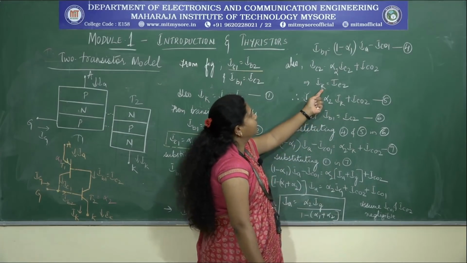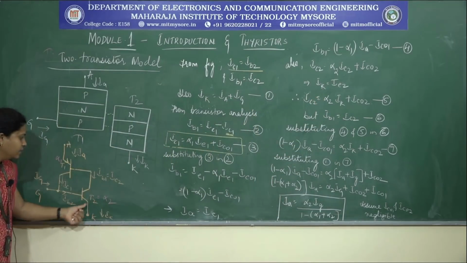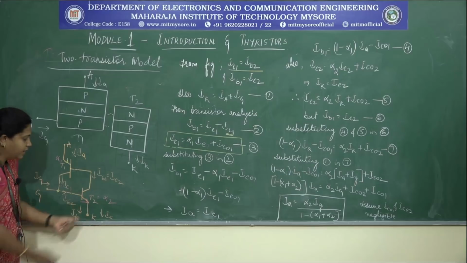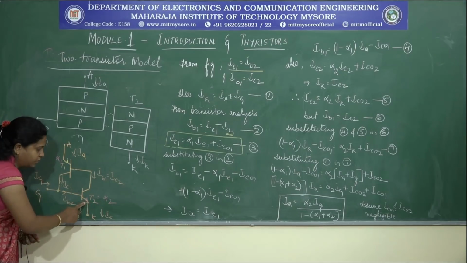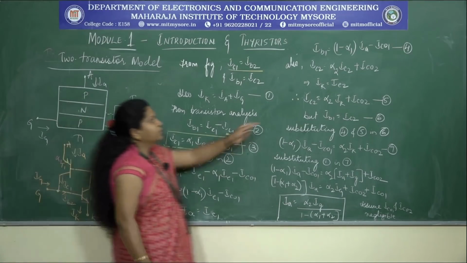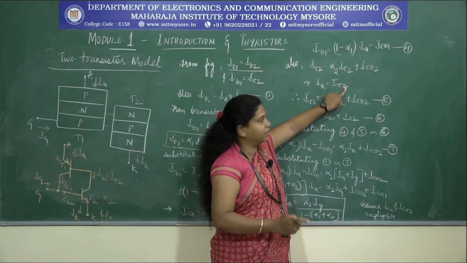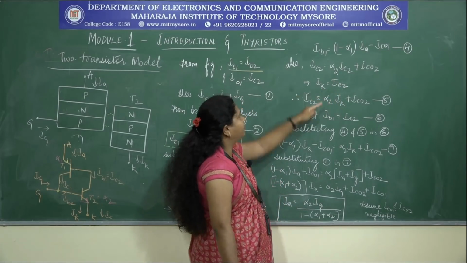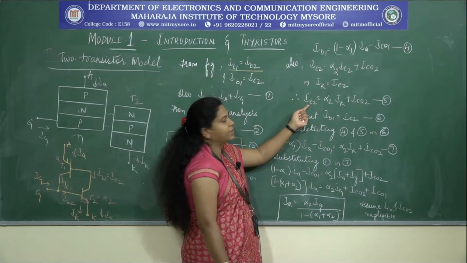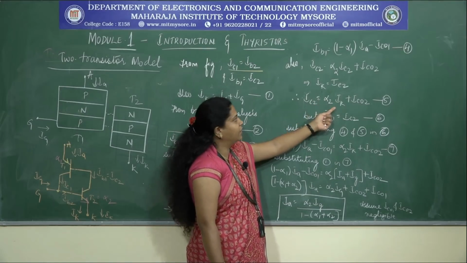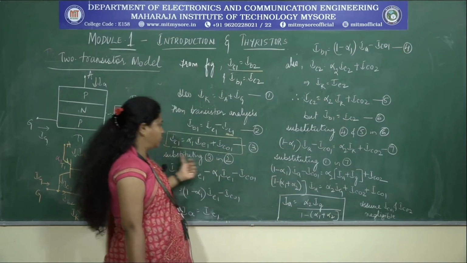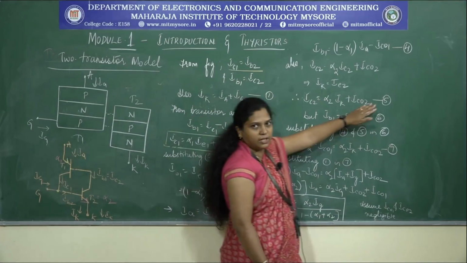Now, coming back to this figure, we know that this is a PNP and an NPN transistor. In the NPN transistor, the emitter current flows away; this is the direction. IK, the cathode current, is the same as the emitter current of the second transistor. So, substitute the value of IK instead of IE2. It becomes IC2 is equal to alpha 2 into IK plus ICO2, the reverse leakage current due to the reverse biased junction. Call this equation number 5.